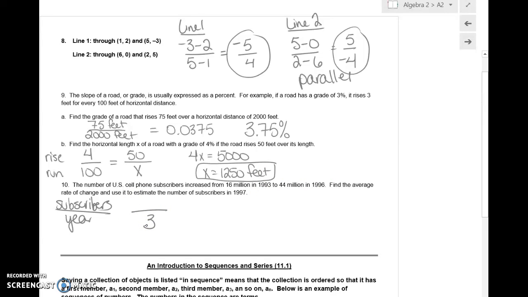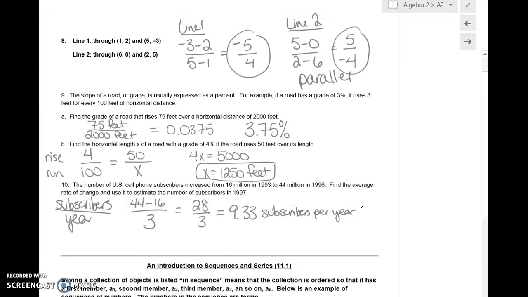Subscribers. In 1996, there were 44 million. In 1993, there were 16 million. So how much did that increase? What is 44 minus 16? 28. So 28 over 3. Now, because this is a real-world situation, decimals are totally fine, and it'll make the situation make more sense. So what is 28 divided by 3 as a decimal? 9.3 repeated. So we are increasing by approximately 9.33 subscribers per year.